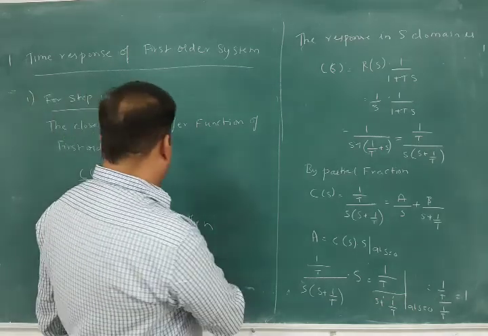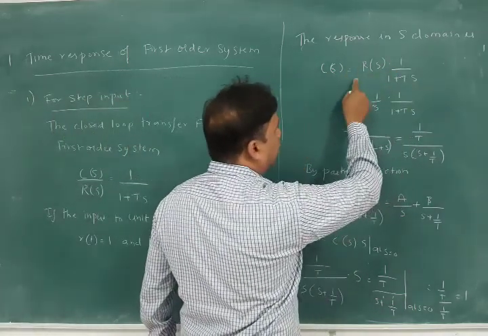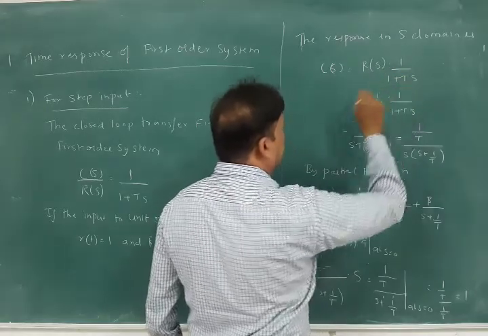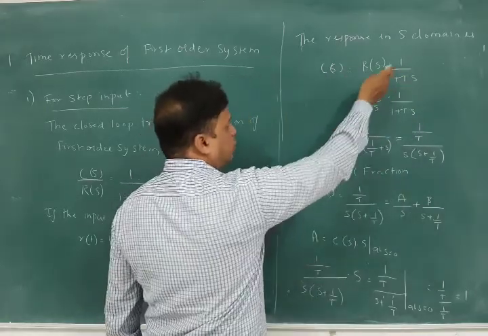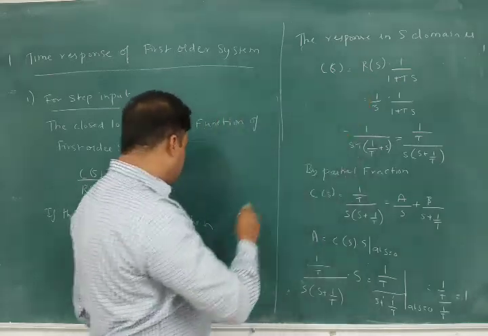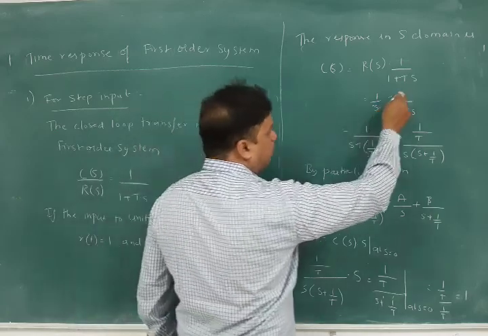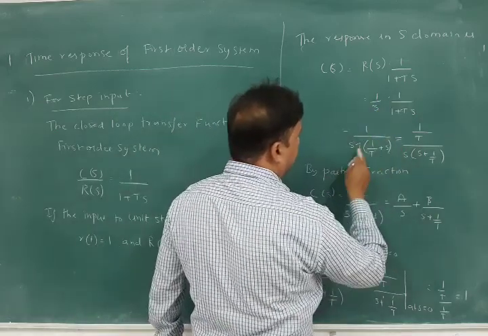Now after getting this Laplace transform, the response in the s domain will be given as C(s) is equal to R(s) into 1 by (1+Ts). C(s) by R(s) is equal to 1 by (1+Ts). So instead of R(s), we have 1 by s here. So we can write 1 by s into 1 by (1+Ts), therefore 1 by s(1+Ts).